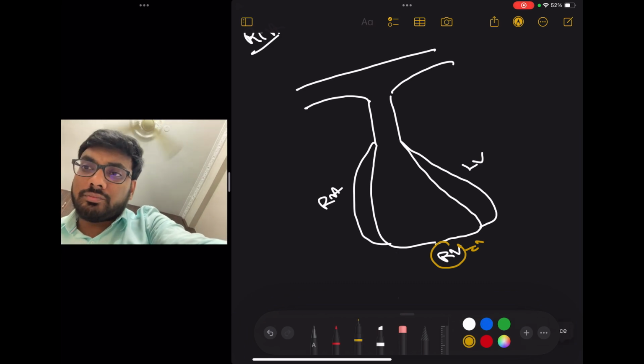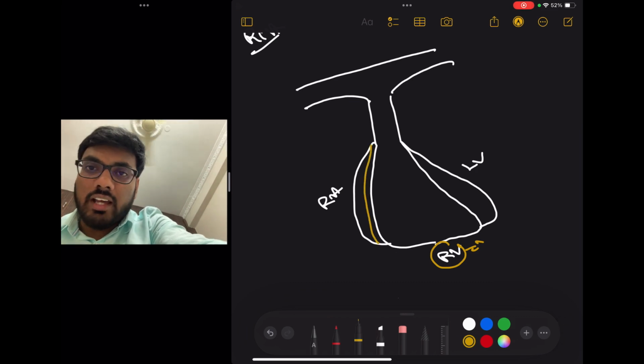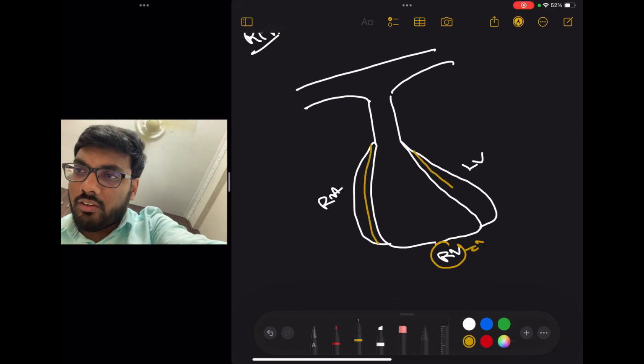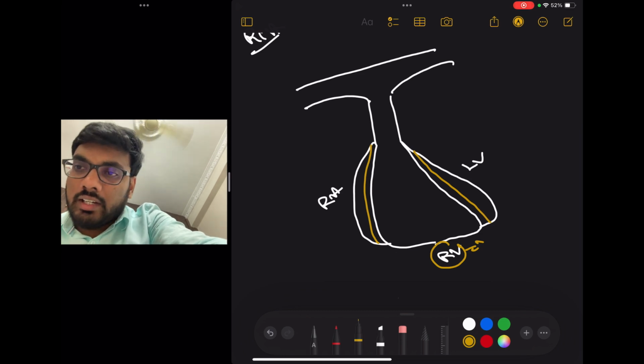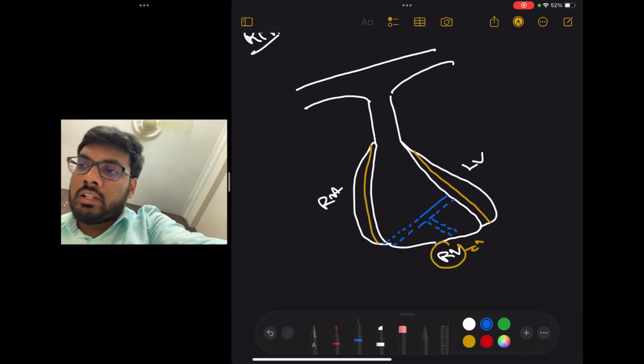Here we have the grooves. Here we have the anterior atrioventricular groove between the RA and RV. Here we have the anterior interventricular groove between the RV and LV. Right. Here we have the posterior. This is the posterior atrioventricular groove. This is the posterior interventricular groove.